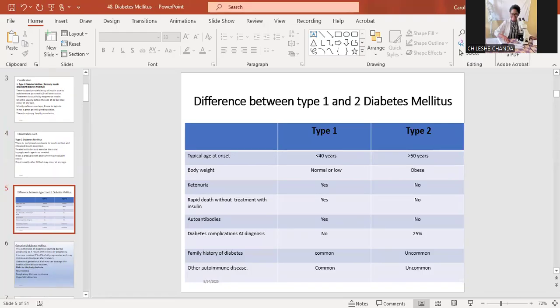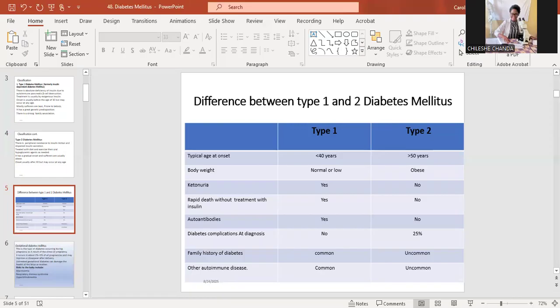In type 1, you find that the patient will have ketonuria. This is where the patient has ketones in their urine. Once you do a urinalysis, the ketones will be positive. Type 2 diabetes mellitus, the patient will not have ketonuria. In type 1, you find that there could be rapid death if there is no treatment with insulin, because the patient literally has no insulin at all. And in type 2, the patient may survive without exogenous insulin.